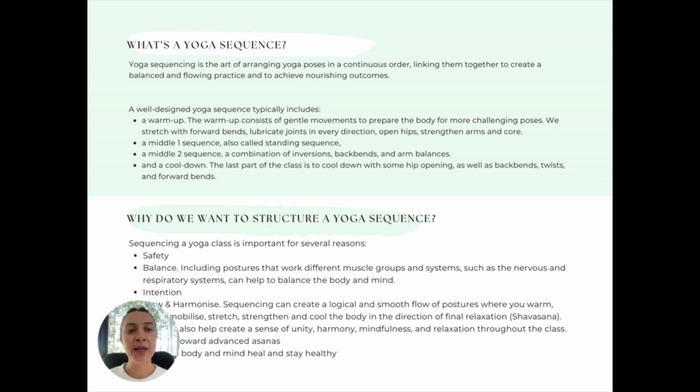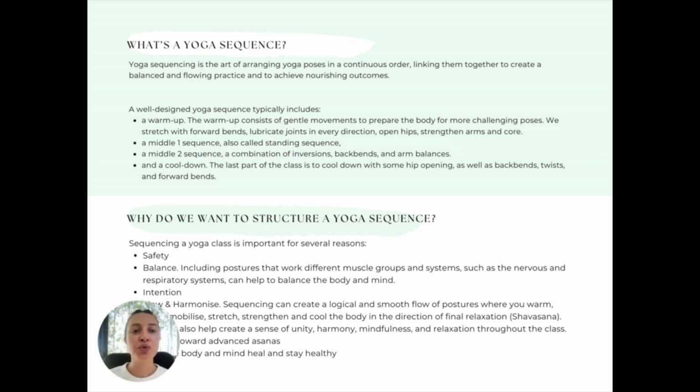The warm-up normally consists of gentle movements to prepare the body for more challenging poses, with stretches, forward bends, lubricating the joints in every direction, opening the hips, and strengthening the arms and core. In the middle one, normally also called the standing sequence, we concentrate and create focus. Middle two is a combination of inversions, back bends, and arm balancing. And the cool down is the last part of the class, where we open the hips and do a lot of back bends, twists, and forward bends.